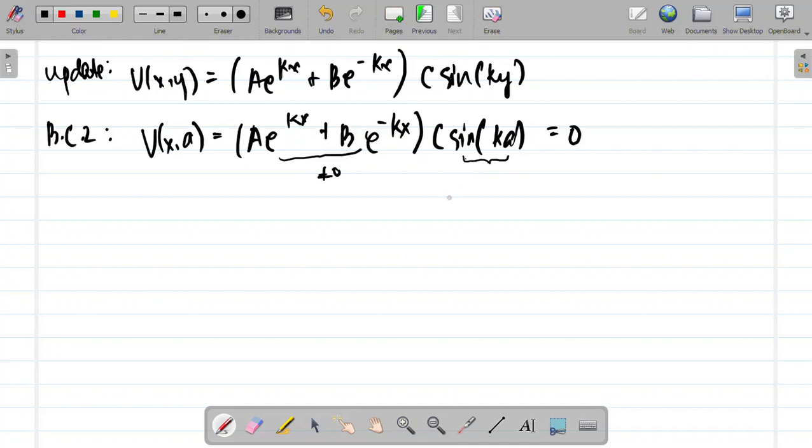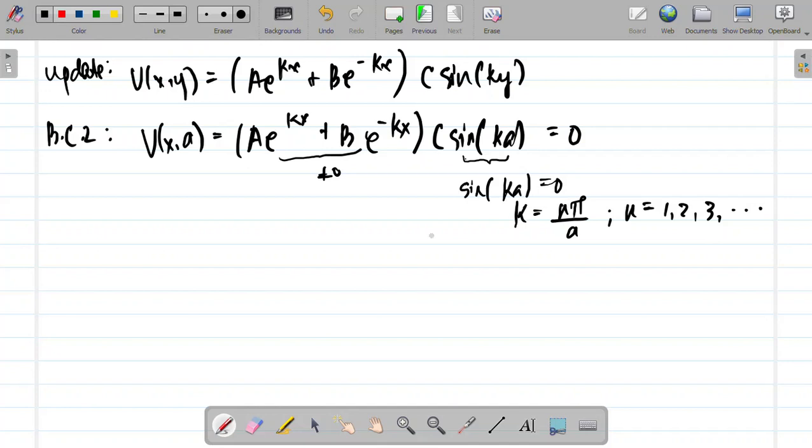So, sin ka equals 0. So, kailan class to nasa-satisfy? Kapag k equals n pi over a, where n equals 1, 2, 3, dot, dot, dot. Kasi kung n pi over a ang k, so bali nasa loob is n pi. So, sin n pi, always 0 yan. So, may value na tayo for k, n pi over a. N runs from 1 to 3.